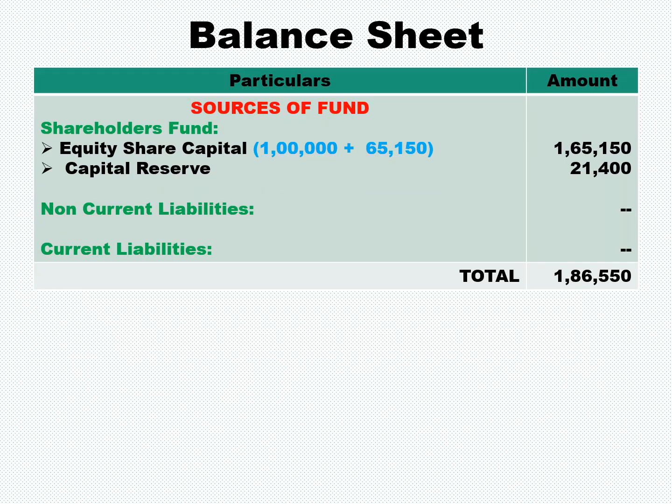So the liability side of the balance sheet: reduced equity share capital 1 lakh plus fresh issue of equity share 65,150. So we get 1,65,150 total equity share capital plus 21,400 as capital reserve. We don't have any debenture. Creditors are settled. BODs are paid. Total of the liability side of the balance sheet is 1,86,550.